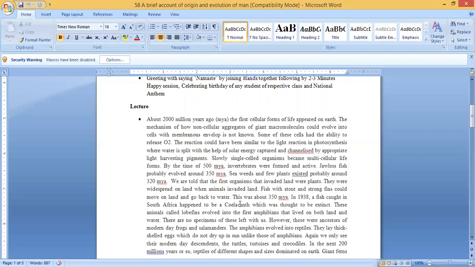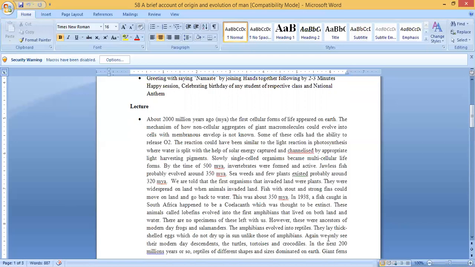In 1938, a fish caught in South Africa happened to be a coelacanth, which was thought to be extinct. These animals called lobefins evolved into fish, first amphibians that lived on both land and water. So there are no specimens for these left with us. However, these were ancestors of modern days frogs and salamanders.